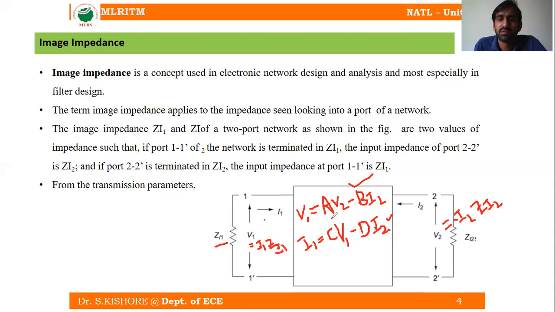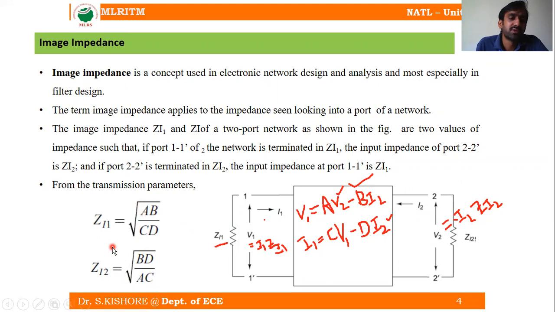Now by substituting these values, V1 is equal to I1 into ZI1 and V2 is equal to minus I2 into ZI2, and by solving those two expressions, we can come across, from these transmission parameters, that ZI1 is going to be equal to root over AB by CD, and ZI2 is going to be equal to root over BD by AC.